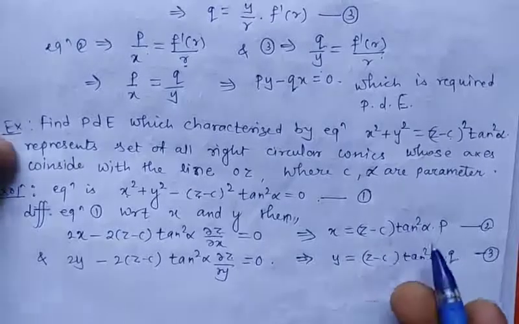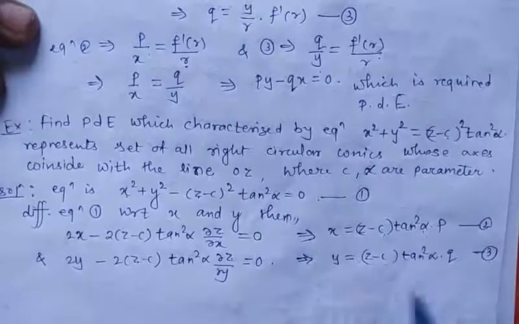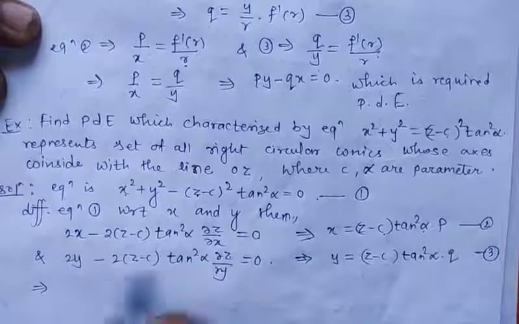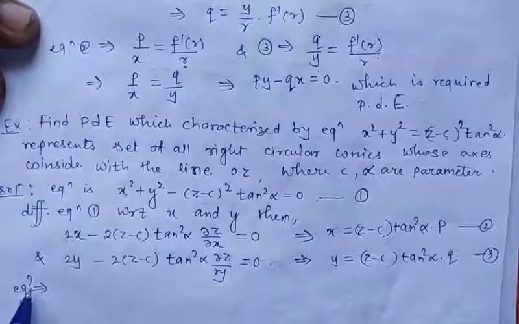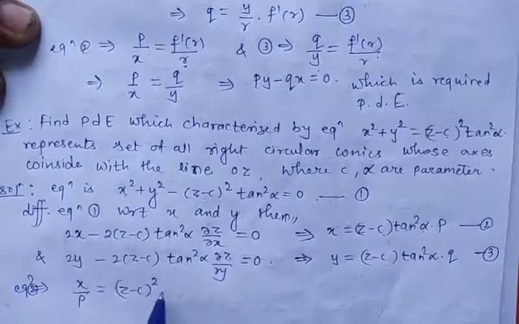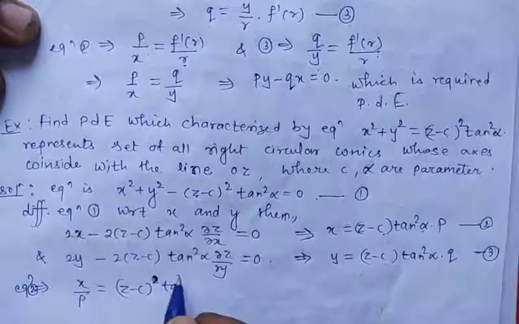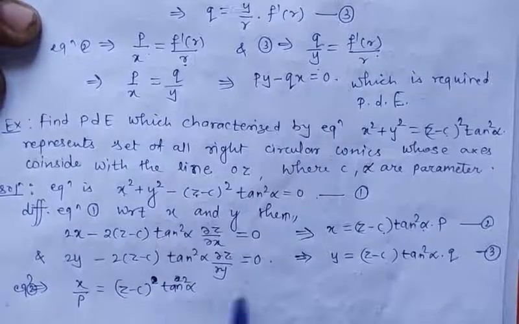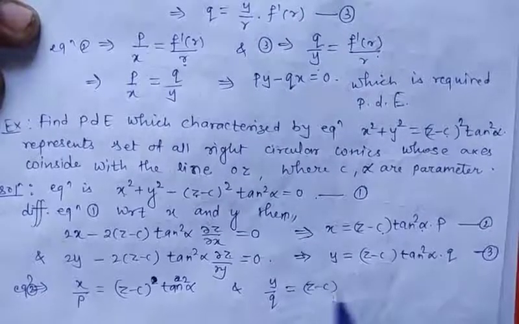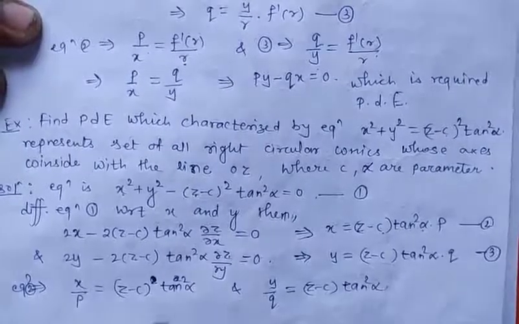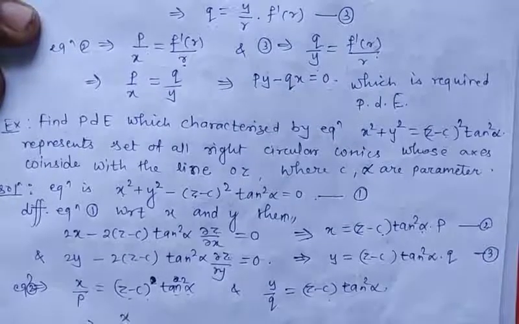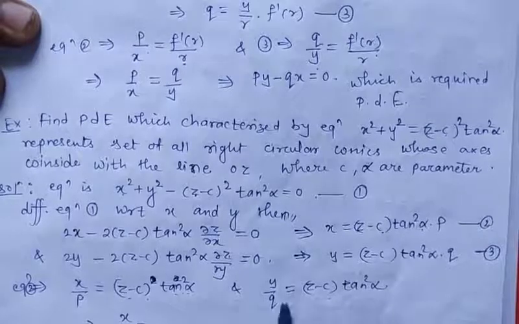Now to remove tan square alpha and c, that is, to remove the parameters alpha and c, equation 2 can be written as x upon p is equal to (z minus c) into tan square alpha, and the third equation can be written as y upon q is equal to (z minus c) into tan square alpha. So x upon p is equal to (z minus c) tan square alpha, which has the value y upon q.